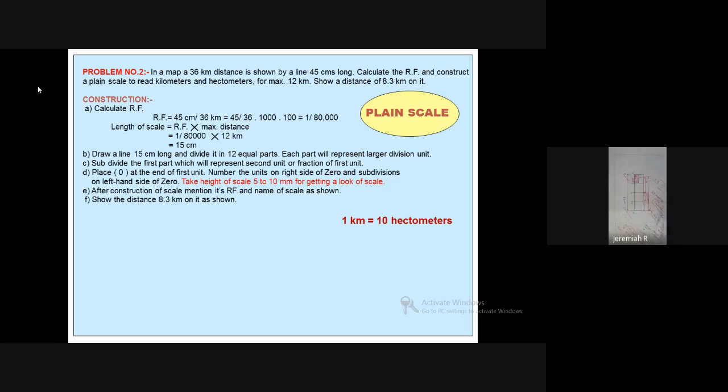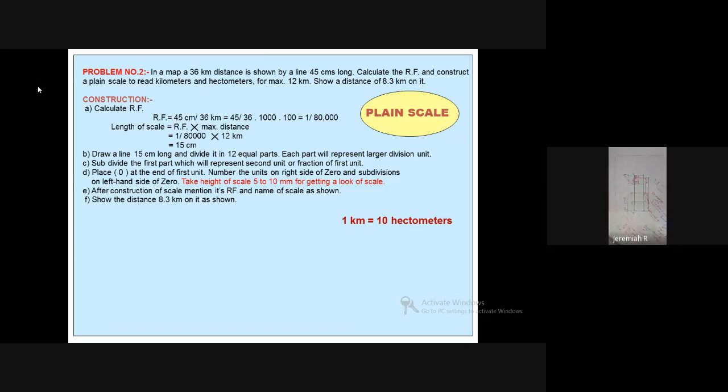Then what do we have to do? With the value of 15 centimeter, you have to draw a horizontal line, so we make it as a rectangle. Then what is the maximum length to be measured? Maximum length to be measured is 12. So that 15 centimeter, we have to divide into 12 equal parts. After the first subdivision, we take 0, 1, 2, 3, something like that up to 11.